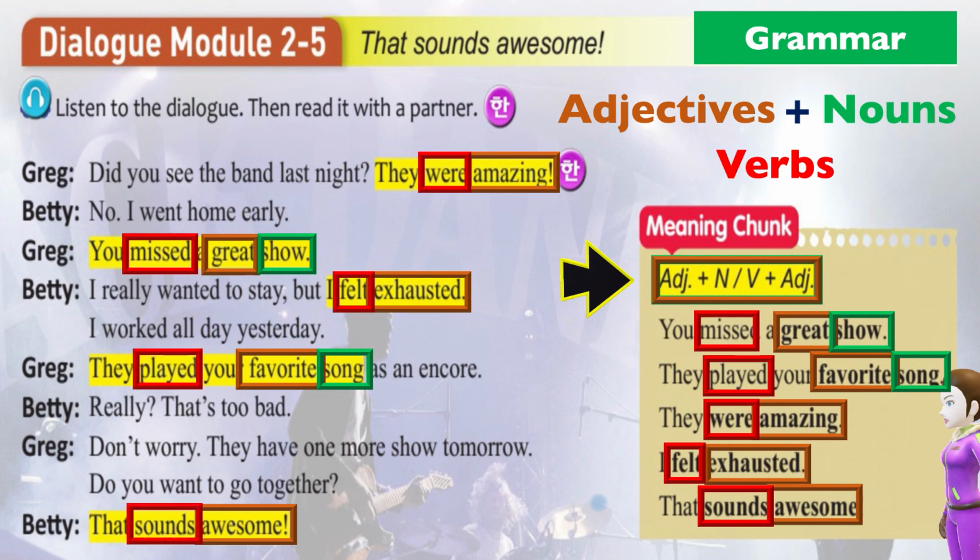So again, look at the subject of the sentence, look at the verb, look at the adjective, pattern, and practice it. So read the conversation, practice it. When you're saying the adjectives, try to say them like they sound. So it's like, they were amazing. I felt exhausted. They played your favorite song. That sounds awesome. So if it's a positive adjective, try to make your voice sound positive. If it's a negative, like you missed a great show, then you might have a bit of negative on missed, but positive on great. All right, to change the intonation of your speaking.